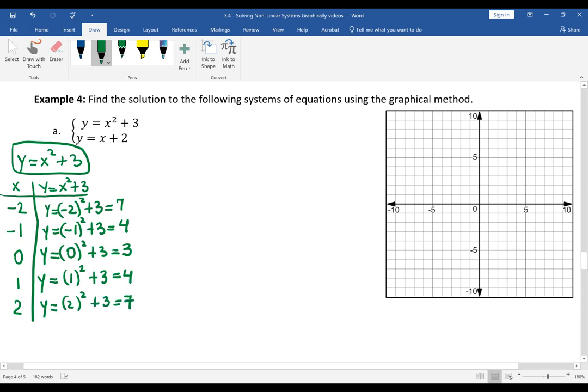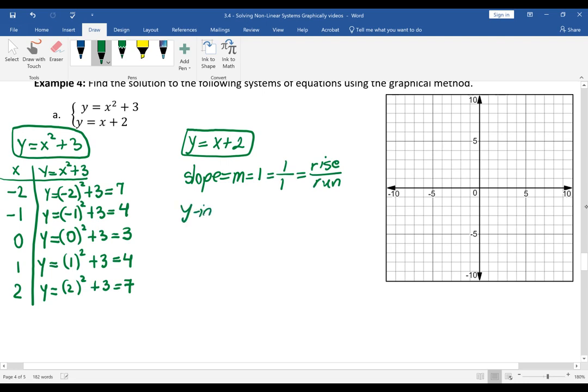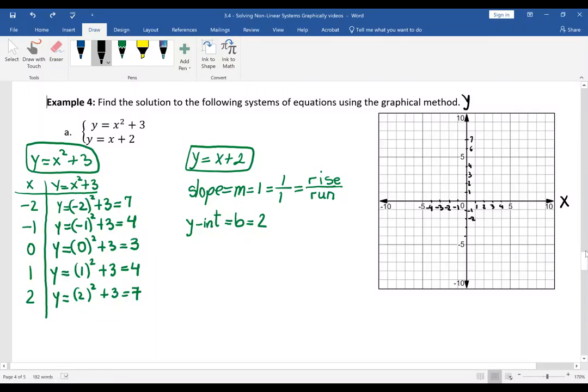For the second equation, y equals x plus 2. The graph of this equation is a line where the slope m equals 1. Let's write it as a fraction, 1 over 1. The rise is equal to 1. And the run is also equal to 1. The y-intercept equals 2. Let's graph the first equation.